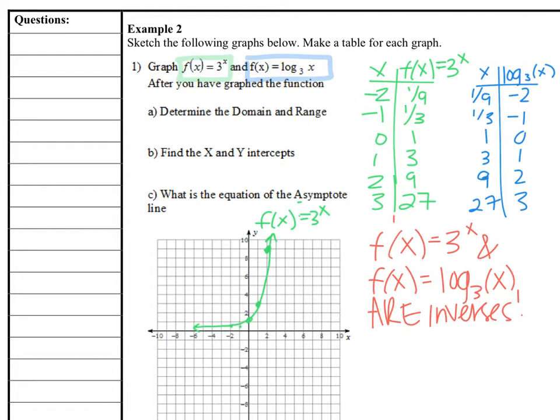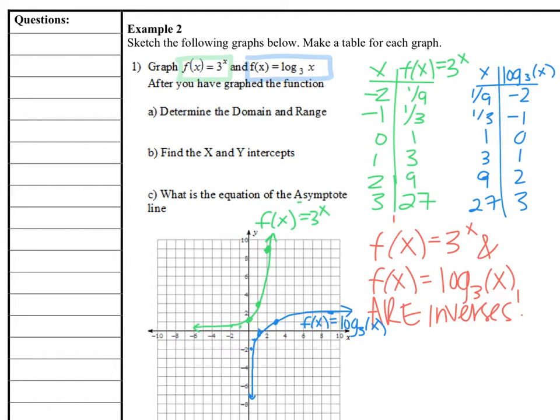So I'm going to start with 1, 0. That's the easiest for me. And then 3, 1, 9, 2. And then I can get these fractions in here. 1/3 is at negative 1. 1/9 is at negative 2. And this is f of x equals log base 3 of x.